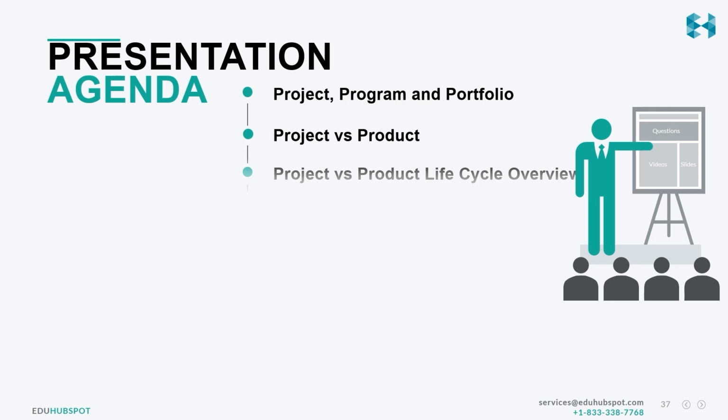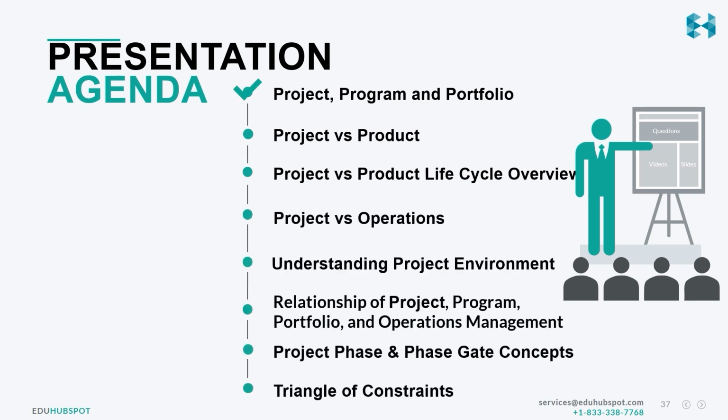Okay, so we learned a couple of things. We learned about project, program, portfolio. We also understood the difference between project and product. We also did some life cycle overview. We talked about operations, the difference between project and operations. We also talked about the project environment, the internal environment, the external environment. We understood the relationship of project, program, portfolio and operations management. We also discussed the phase gate, also known as the kill gate, the phase entrance. And finally, we ended the video with the triangle of constraints, also known as the iron triangle.